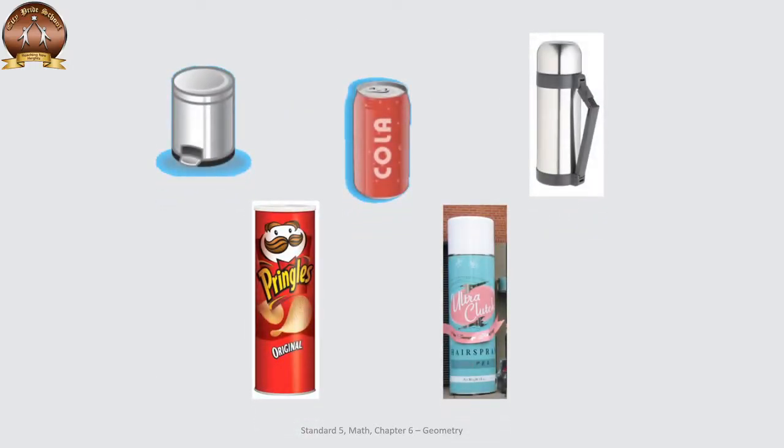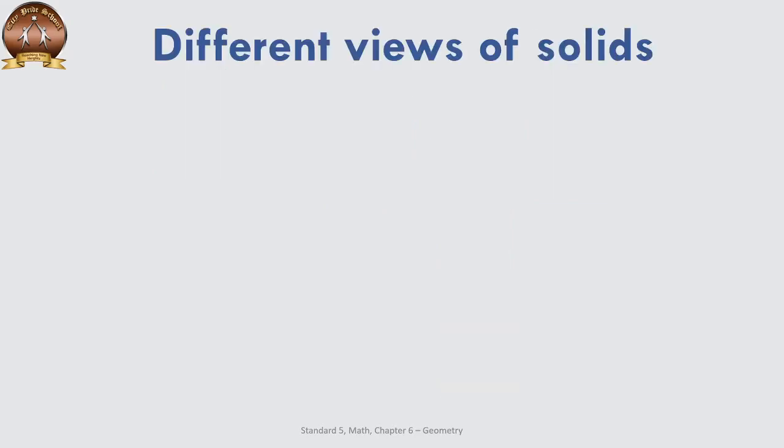See these: the dustbin, the cola can, the water bottle, the hairspray, or the packet of Pringles. All these are cylindrical in shape.